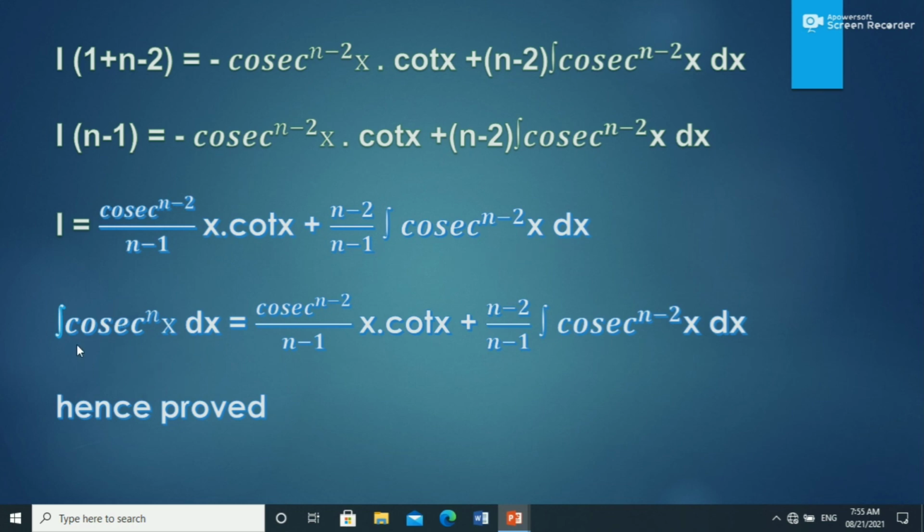Then finally we got the answer, that is integral of cosec^n x dx is equal to minus cosec^(n-2) x cot x upon (n-1) plus (n-2) upon (n-1) into integral of cosec^(n-2) x dx. Hence we can prove this reduction formula for cosec^n x dx.